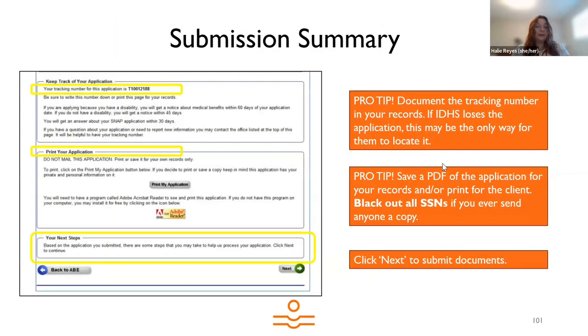Okay, now they have this submission summary for you to review. They will give you a tracking number. Be sure to print that off or write it down for you and the client. You will need that if there's any sort of issue in the processing timeline, and you will have to contact DHS. You can print off the application for you or the client.